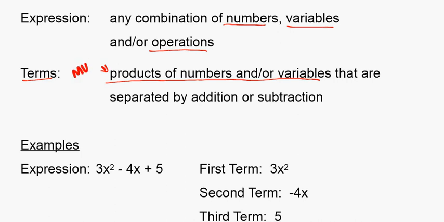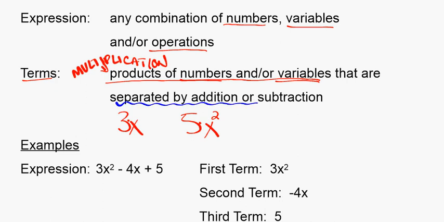Product means multiplication of numbers and or variables. So 3x is a product of 3 times x. That's a term. 5 times x squared. That's 5 times x times x. That's another different term. And when you have different terms, they're going to be separated by addition or subtraction. So it would look like this: 3x plus 5x squared minus 2y plus 4.